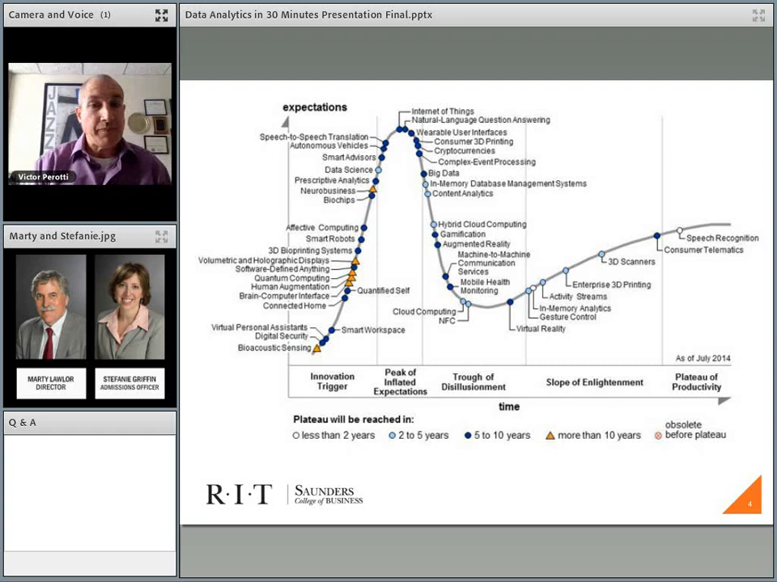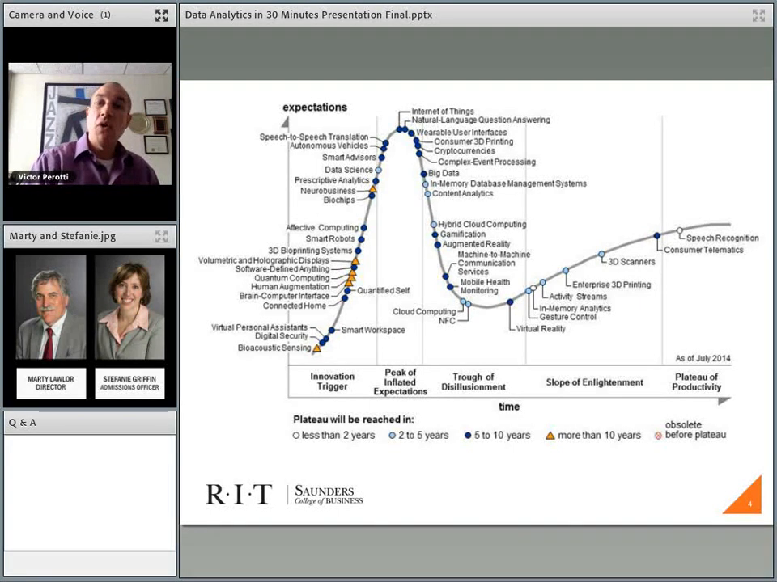As we progress up the hill a little bit, still not quite to the peak of inflated expectations, you see data science in a lighter shade of blue. If you look at the legend at the bottom, that says the plateau will be reached in about 2 to 5 years. So data science, according to these smart analysts, will probably peak and then plateau in a few years.